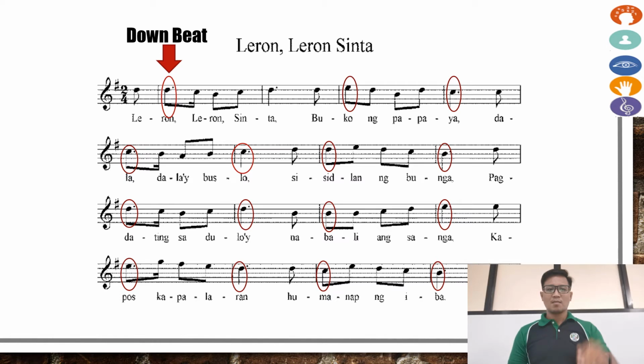Let's practice to conduct a piece that is notated in 2/4 time. The encircled part on the piece is what we call downbeat. The movement of your hand is going down. Remember, you will recognize the downbeat after a bar line. Now, let's practice first the conducting pattern in 2/4 time. 1, 2, 1, 2, 1, 2, 1, 2.